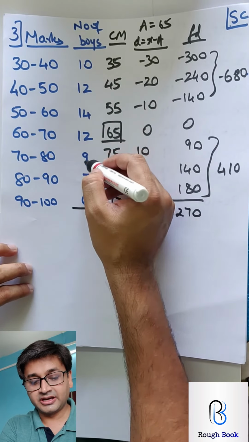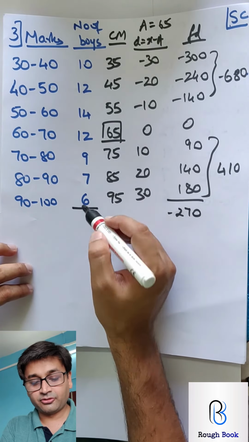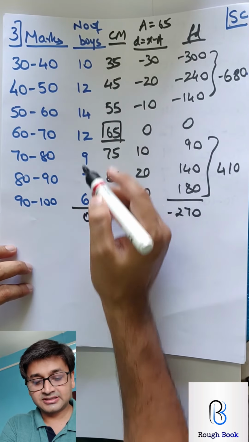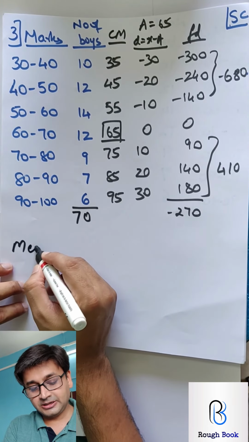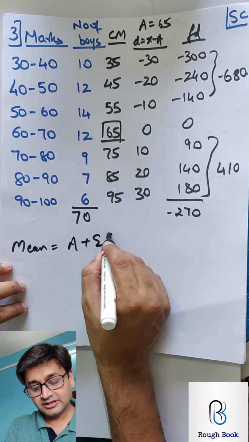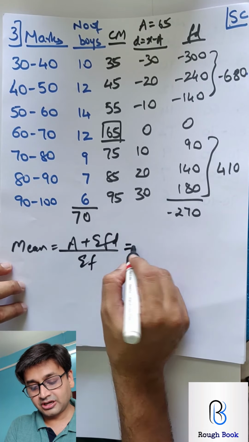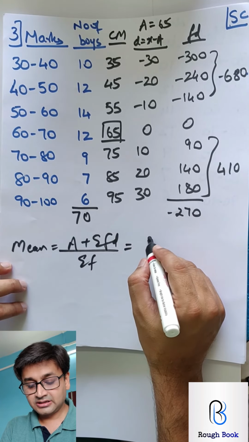4, 5, 6, 7, 8. 8 plus 9, 17, 24, 33. 4, 5, 6, 7. So 70. So my mean is A plus summation FD upon summation F. So A in this case is 65.